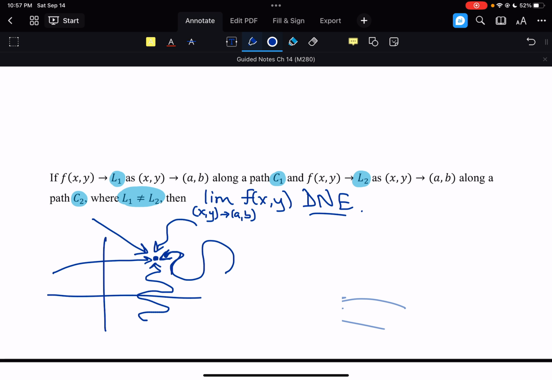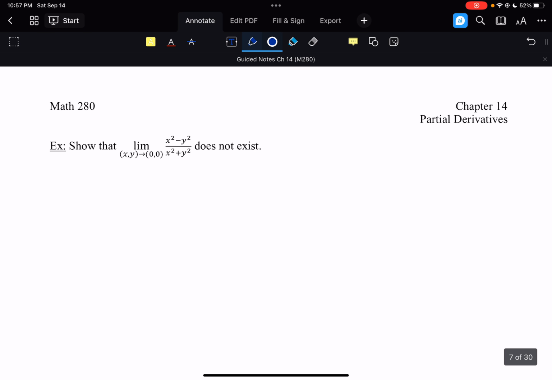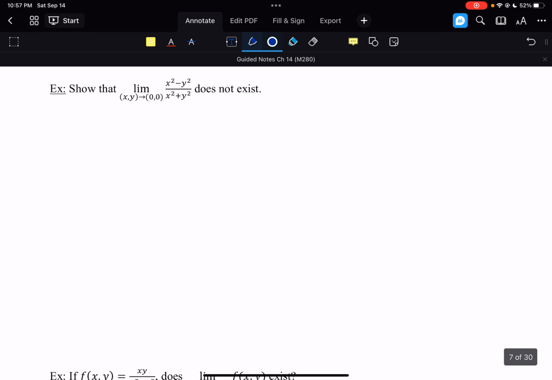So we'll talk about that in a little bit. But let's take a look at some examples of showing that a limit does not exist in 3D. For this example, show that the limit as (x,y) approaches (0,0) of (x squared minus y squared) over (x squared plus y squared) does not exist. So what we need to do is show that two different paths produce two different limits.